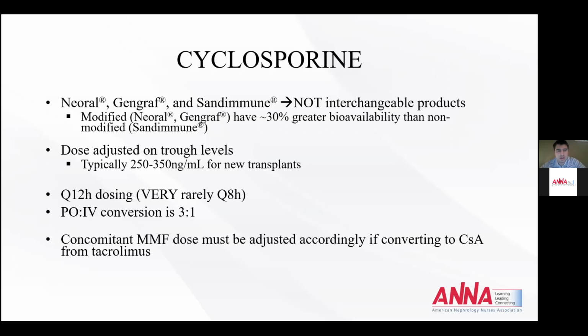You will be on a trough level somewhere between 250 and 350 for new transplants. I usually see them somewhere between 200 and 400 post long-term. And then you'll have, again, every 12-hour dosing. We hardly ever use Q8 dosing, whether it's TAC or cyclosporine, due to the nephrotoxicity. Here's your PO to IV conversion if you need it.